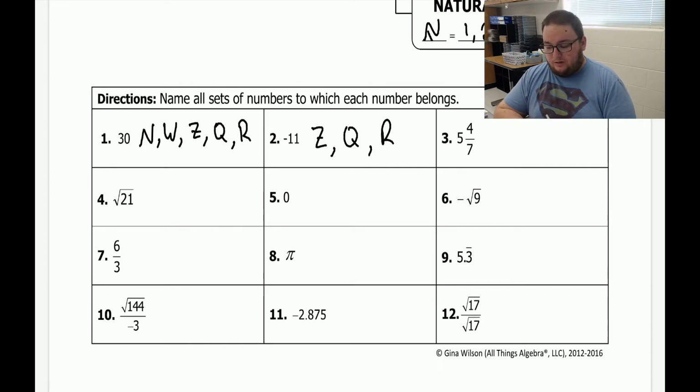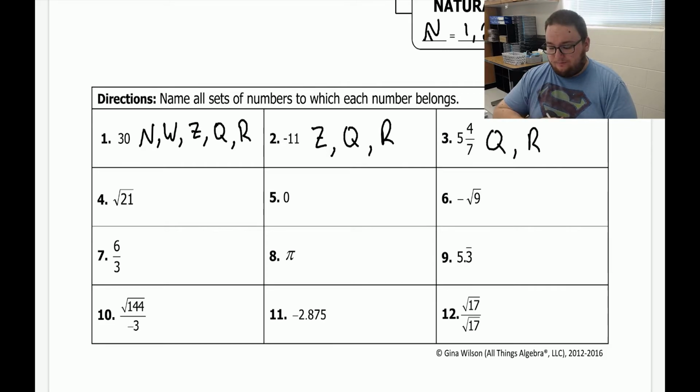Moving on to number 3, we have 5 and 4/7. Is that a whole number? No. So we can throw out natural numbers, whole numbers, and integers right off the bat. So that leaves us with rational and real numbers. If it's a fraction, it's rational. So since it's a fraction, we know that it's going to be rational. And if it's rational, then we know that it's going to be real. So number 3 only has 2 sets, and it's rational and real.